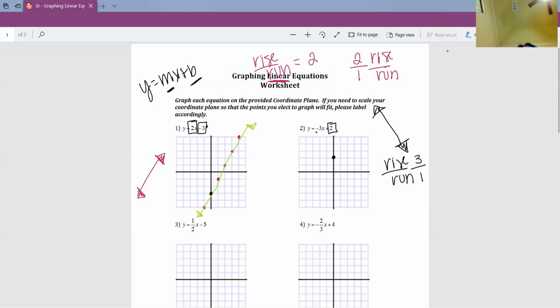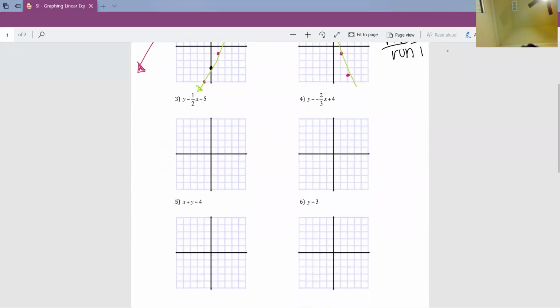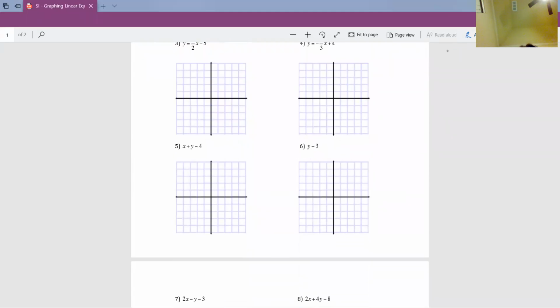So now we're going to graph our points. So our rise is 3, 1, 2, 3, over 1. Now you want your graph to go like this. So that's why instead of going up 2 over 1, I'm going down 3 over 1. So 1, 2, 3, and 1, 2, 3. And then we're going to connect those into a straight line. Now we're just going to continue this until we get to number 6.